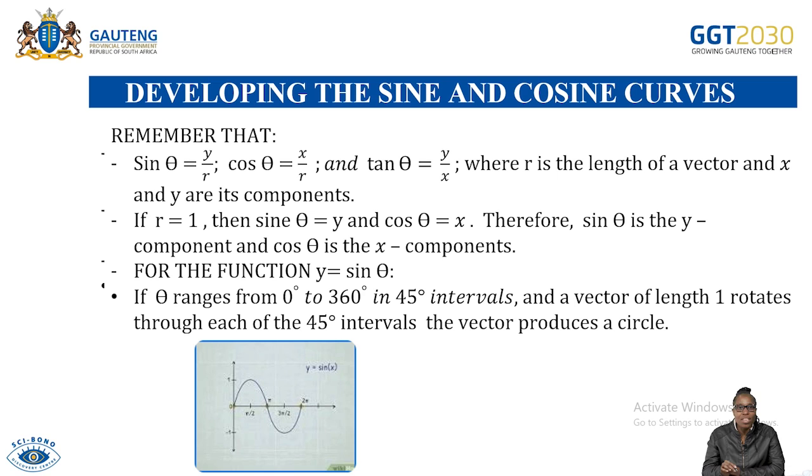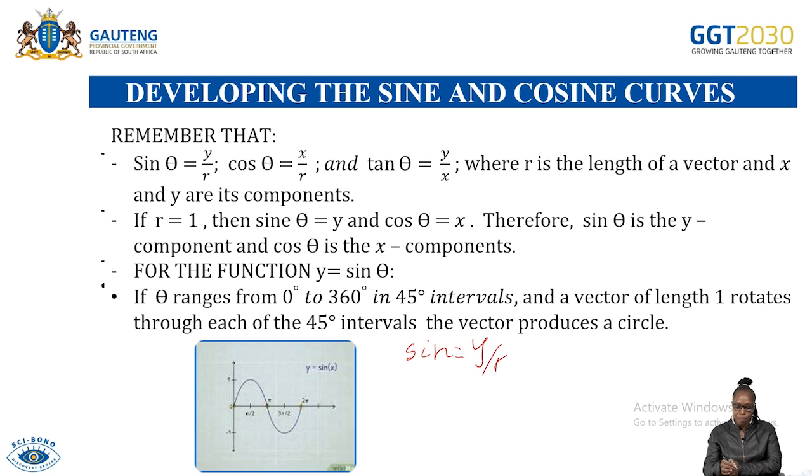Remember, you have done that where you were having your ratio sine, cos, and tan on a right angle triangle, knowing that your r is the one that gives you your hypotenuse, the longest side, and your x and y are the vertical and the horizontal sides of your right angle. Now, if you have your r equal to 1, then it means your sine theta will give you the y component. Why am I saying so? Remember, I said sine is y over r.